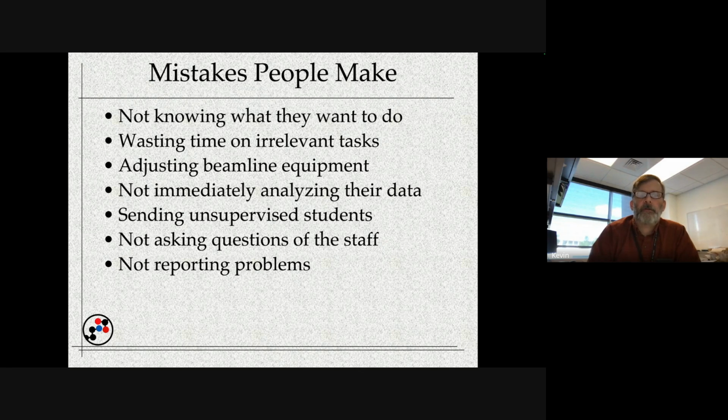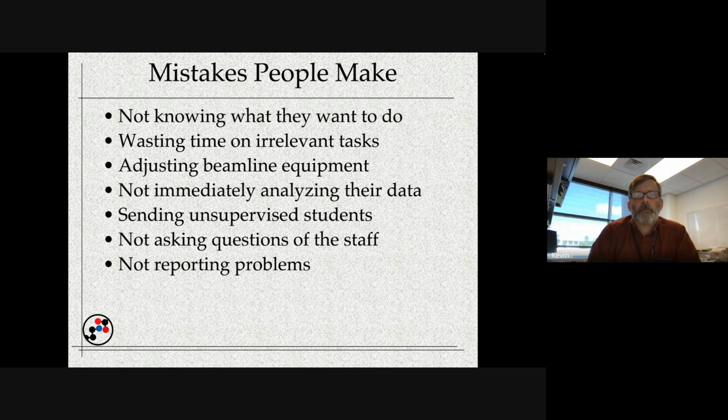Like, how much data do they need to be collecting? Are they trying to do an anomalous scattering experiment? What is it that they really need to be getting out of their data, and hence their synchrotron trip? Not knowing these things at a fundamental level can, I think, make for a difficult experience.